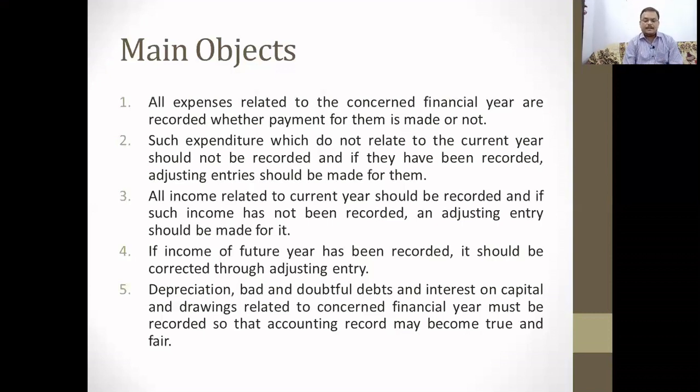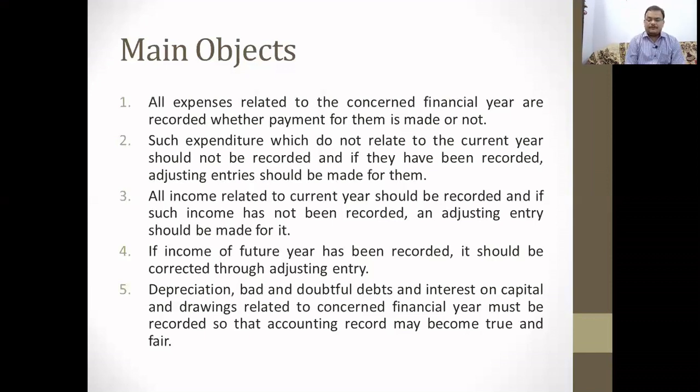Okay. Next, all income related to the current year should be recorded, and if such income has not been recorded, an adjusting entry should be made. All the incomes which were earned in this particular financial year, you have to record in this particular financial year. But for some reason, if they were left unrecorded, you have to pass an adjustment entry at the end of the financial year while preparing final accounts, for ascertaining the true profit and loss, that is called net profit or net loss, and the true financial position of your business.